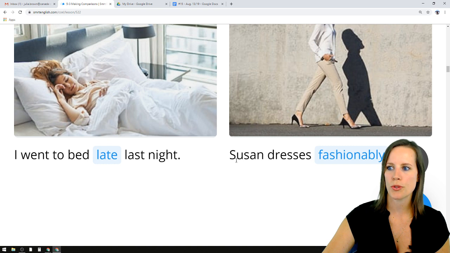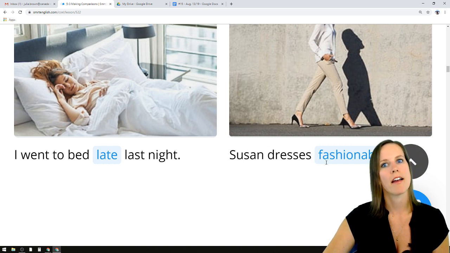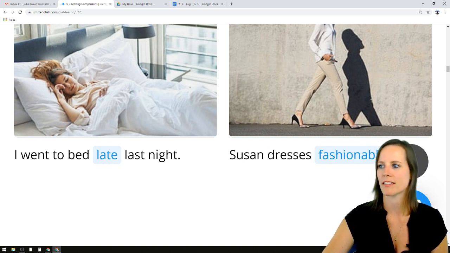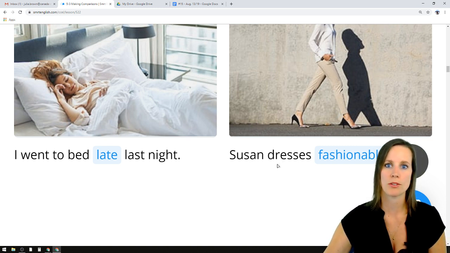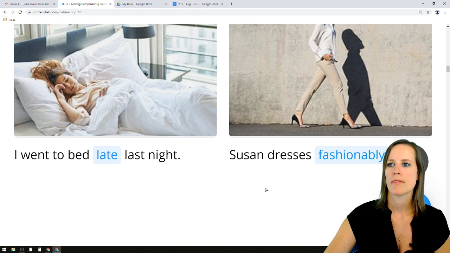And Susan dresses, how does she dress? Fashionably, L-Y, fashionably. You could say Susan dresses well, okay?